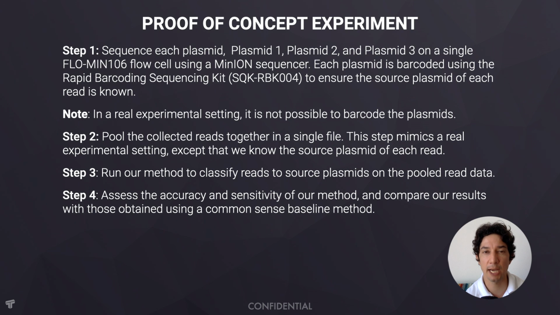But this allows us to check if we're correct in our demultiplexing or not, because we know where the original read is from. So after sequencing, we pooled the reads together in a single file. This step mimics the real experimental setting that we would apply our demultiplexing method to. And of course, we still keep track of the source plasmid of each read. Then we run our method on this file with pooled reads and classify the reads according to our method. To assess the accuracy and sensitivity of our method, we compared our results with those obtained using other methods. And I'll go over those results next.